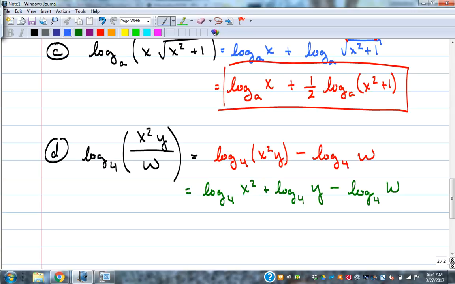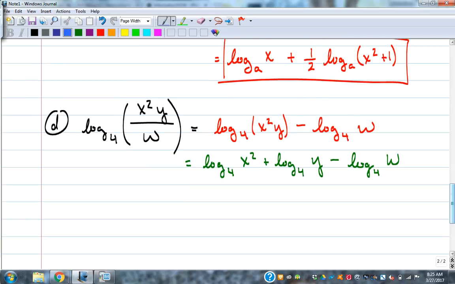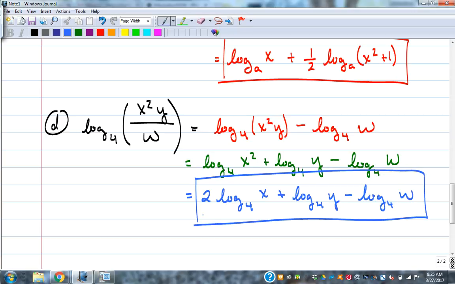And then can we go any further with any of those? Yeah, and I'm okay with you doing more than one step at once. You should. Honestly, I normally would not take an extra step just to do this. I would have done it the first time. And there's the expanded form.